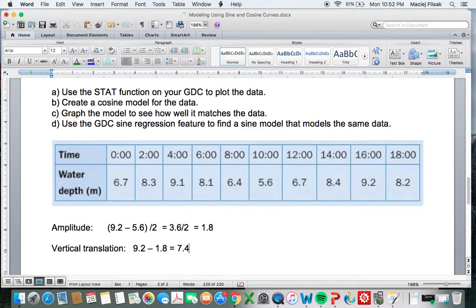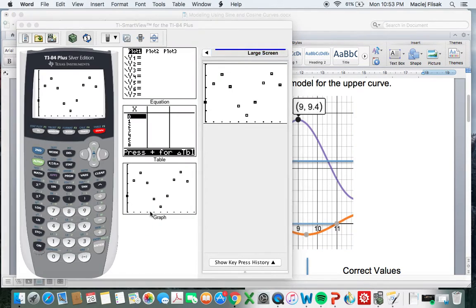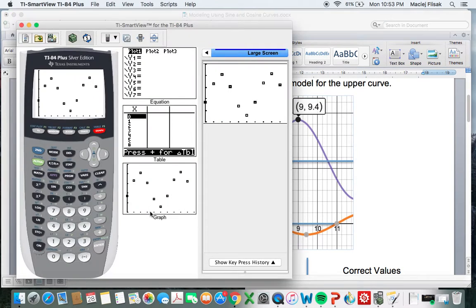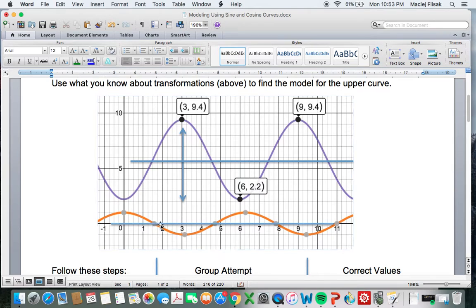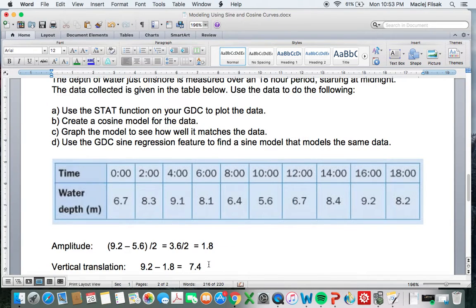All right, 7.4 is my vertical translation, because remember, a cosine graph has a center line at 0, so let's go back to this diagram one more time. The original cosine graph has a center line at 0, and now my new one has a center line at 7.4. That means this center line must have moved up 7.4. So in our new situation, the center line must have moved all the way up to here, which is at 7.4. So that is our vertical translation.